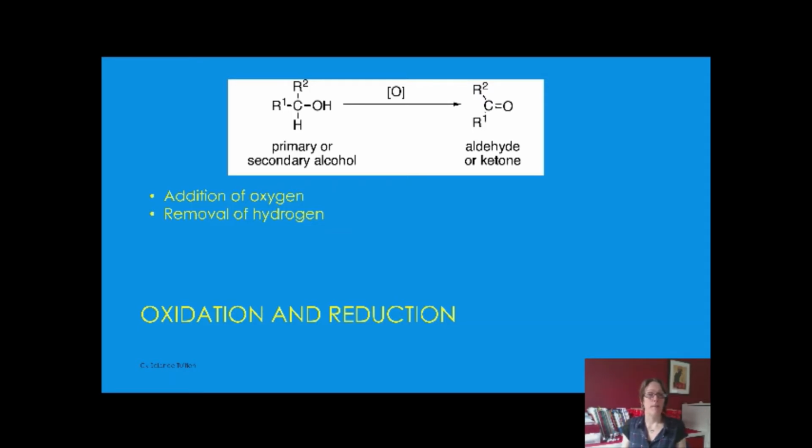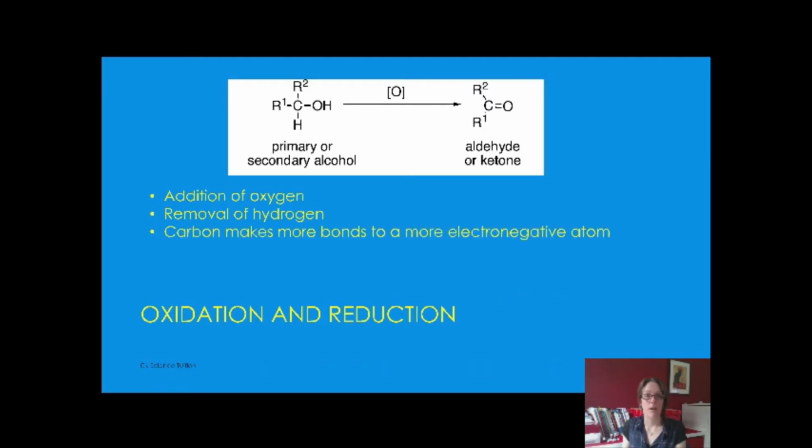Simple reason for that. Oxygen has a -2 oxidation state, so if you add more of something with a -2, the carbon needs to become more positive. Hydrogen has a +1 oxidation state in compounds, and therefore if you remove hydrogen, then you are removing something that is positive, and therefore the carbon itself is going to have to become more positive in order for the compound to stay neutral.